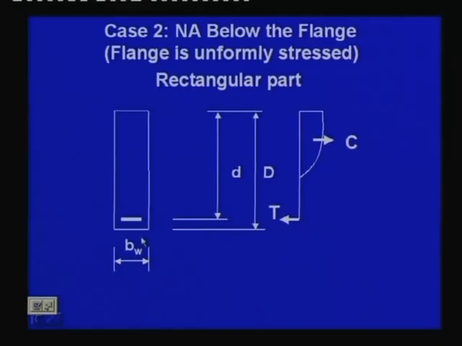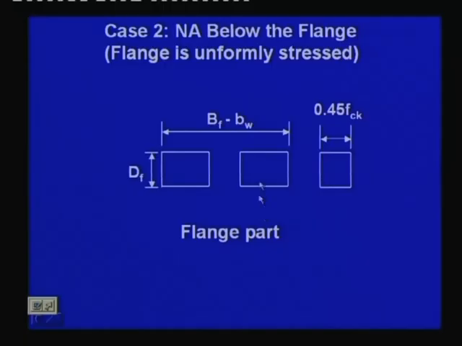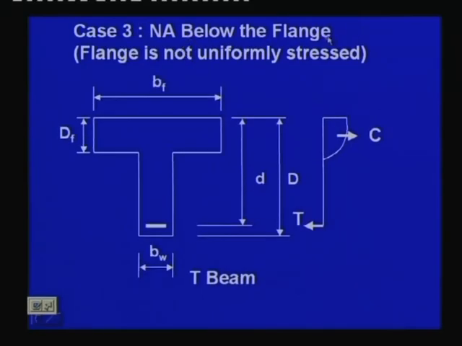So, this is the rectangular part, which is whatever we have derived so far, and the other part, the portion that is the flange, BF minus BW. This one we are having BF minus BW, because already I have taken this one in the web, and where we are getting 0.45 FCK, the rectangular stress block we are taking. The third case is possible: neutral axis below the flange and flange is not uniformly stressed.